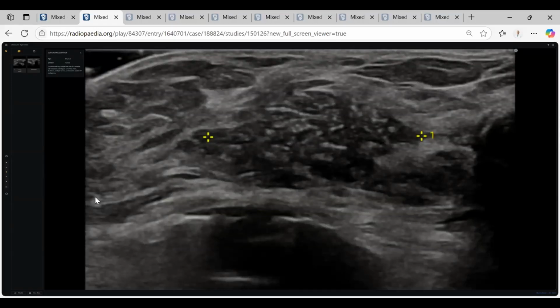On the ultrasound, I can see a lobulated hypoechoic lesion. Is this lobulated or irregular? Irregular, with ill-defined margins. So what's your differential diagnosis? My differential would be a BI-RADS 5 lesion. Thank you, doctor, so much.